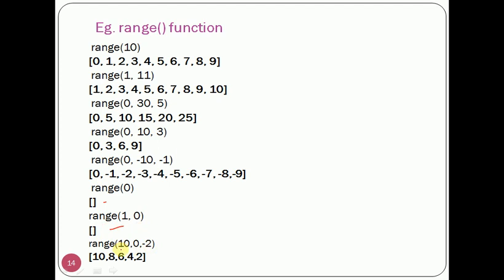Now look at this last range function: range(10, 0, -2). Here the step value is -2. It starts from 10, and 10 minus 2 is 8, 8 minus 2 is 6, like that it continues, and the last value is the terminating value, the stop value 0. So the value greater than that is 2. So this is how it works. This is the range function. All possibilities we have covered.